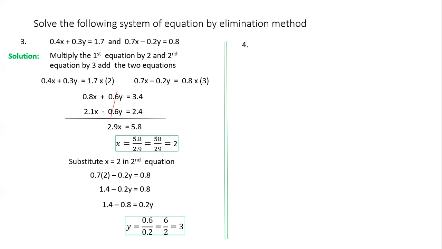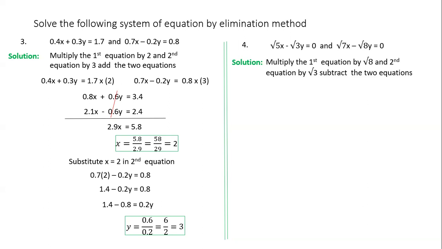Fourth question. Now, the questions could be in root form. As I told you, I will be dealing with all types of plausible questions. If the question is in root form like this, what is to be done? Multiply the first equation with root 8. I am going to eliminate y here also. So I multiply the first equation with root 8, and the second equation with root 3, and subtract the two equations.